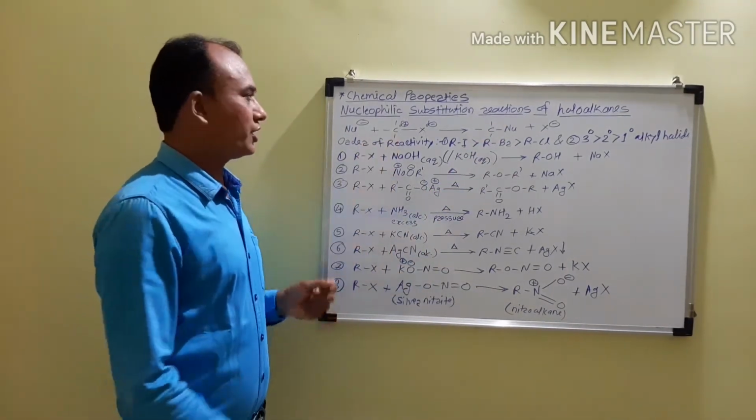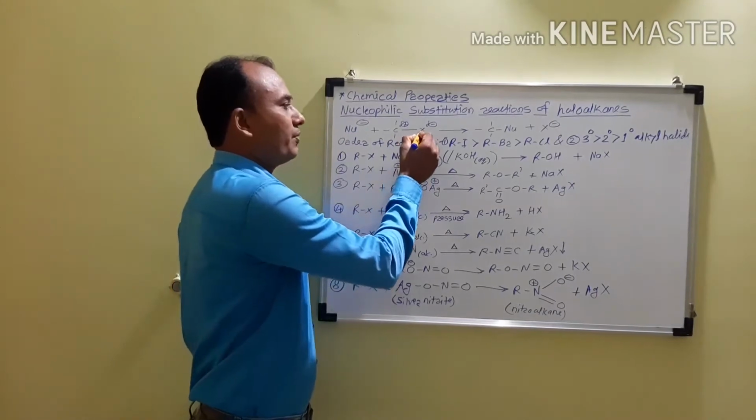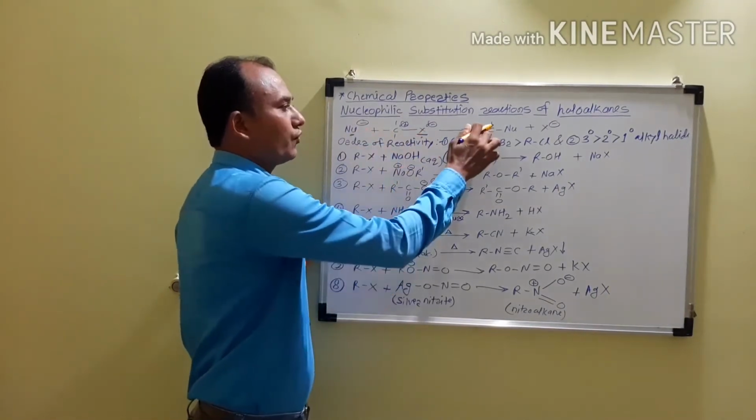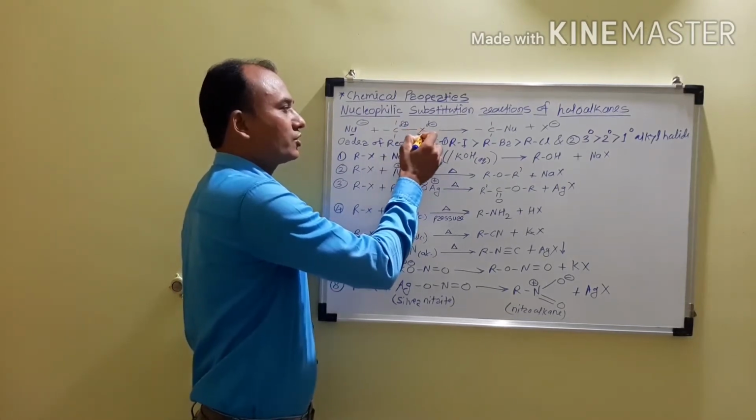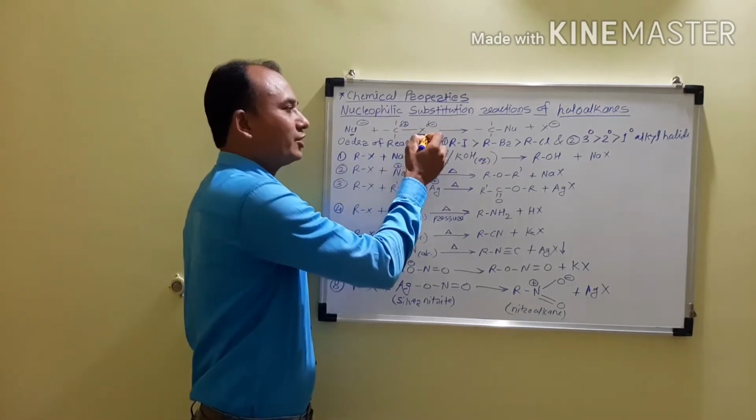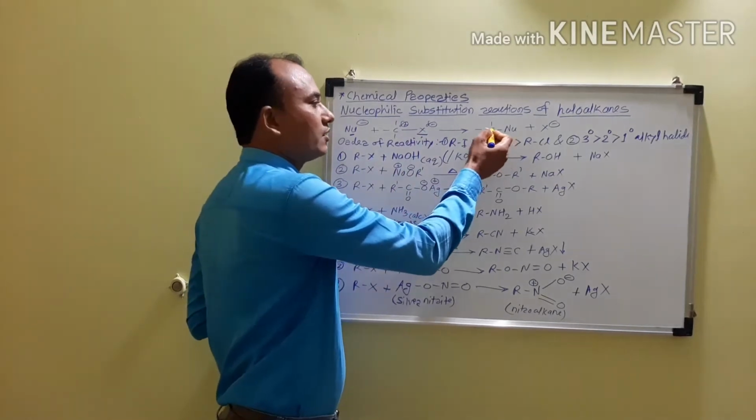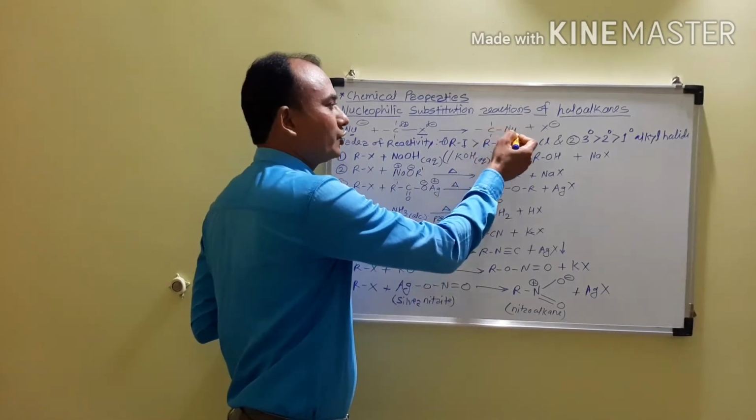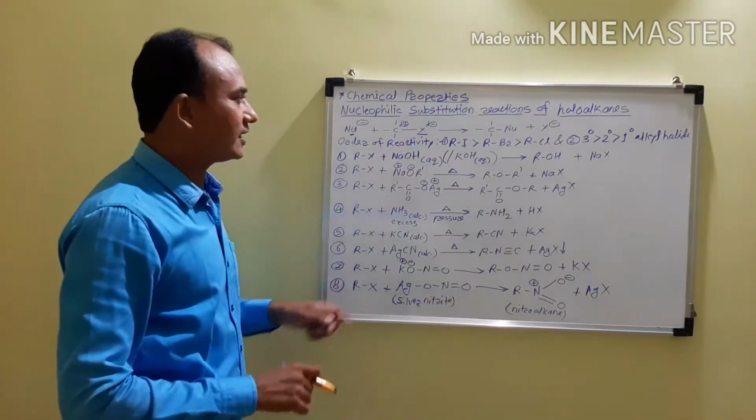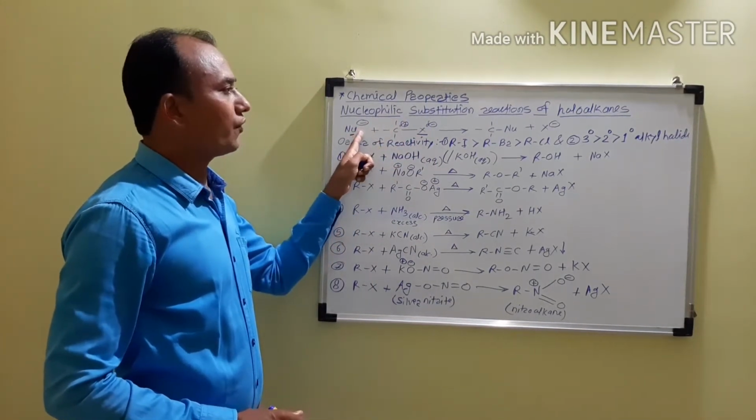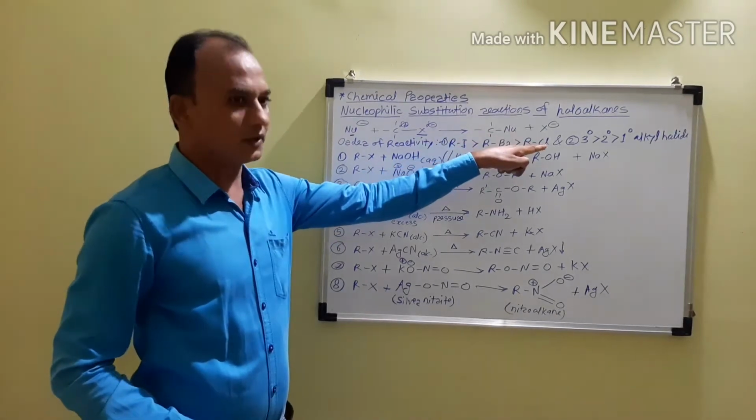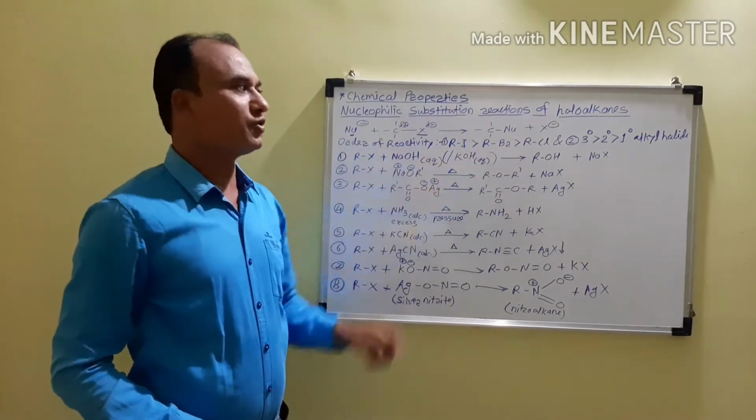So it is a substitution reaction because there will be a replacement of halogen by the nucleophile. On the reactant side, the substrate contains a carbon attached to halogen, and on the product side, the carbon is attached to the nucleophile. It means we can say that there will be a replacement of halogen by a nucleophile, and then we get a product, and therefore it is a substitution reaction.